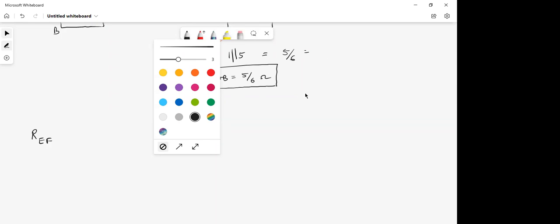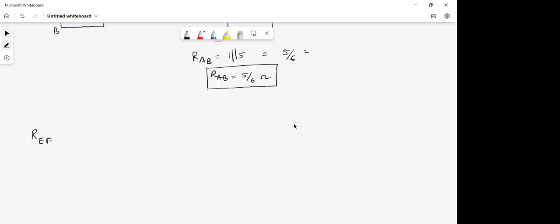Got the answer? 3/2 ohms. Yes, correct. 1.5 ohms. Anyone facing difficulty? Please feel free.